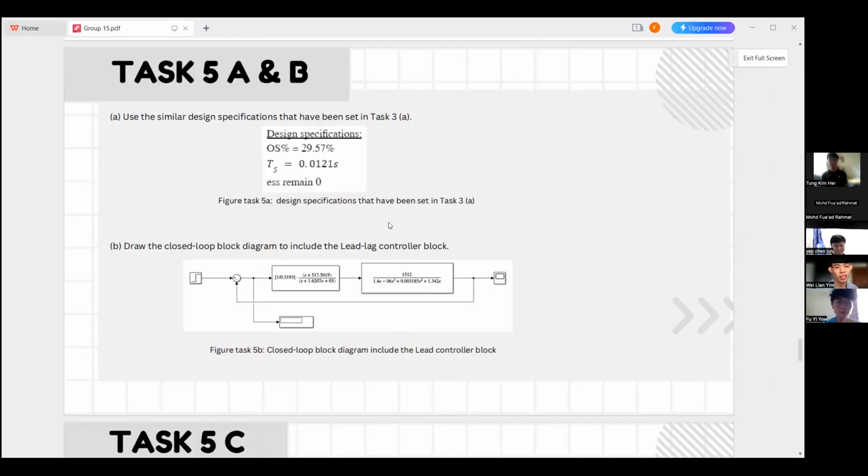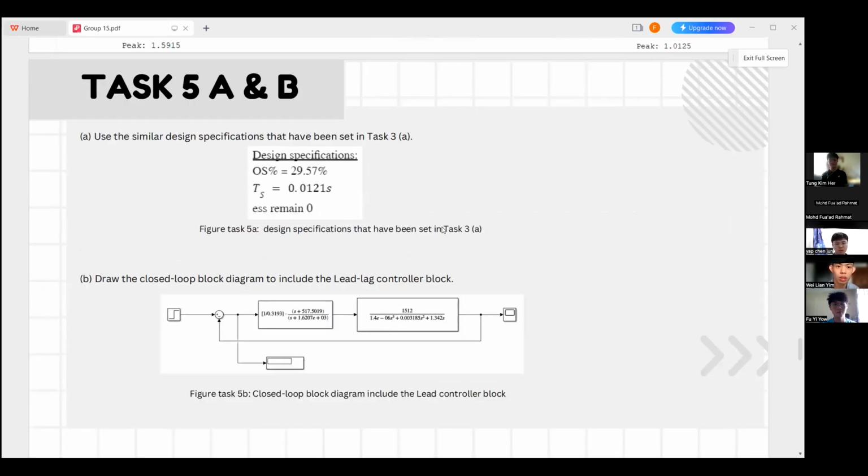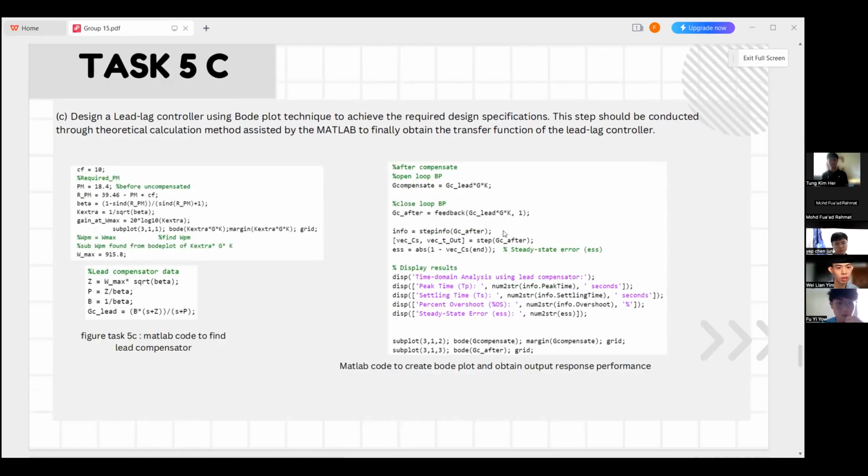Thank you. Okay, in task 5, we are going to design a lead compensator to achieve our desired design specification. Our design specification is shown in figure task 5A, and part B is the closed loop block diagram in Simulink. In this task, we are going to design and find the zero value and pole value for the lead compensator.